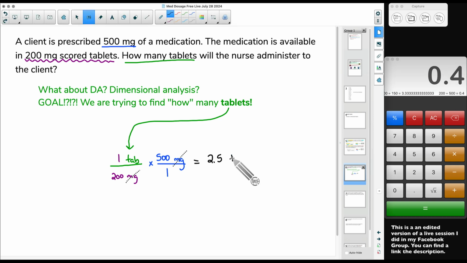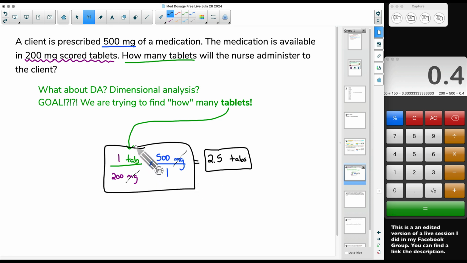So 2.5, and by the way, how can I be confident that this word is the only word I have left? How can I be confident that this 2.5 truly represents tablets? That's the dimensional analysis. There is no other word left in this problem. We got rid of the milligrams, and our goal was tablets. That's the only word we have left. We've met our goal. We can move on.